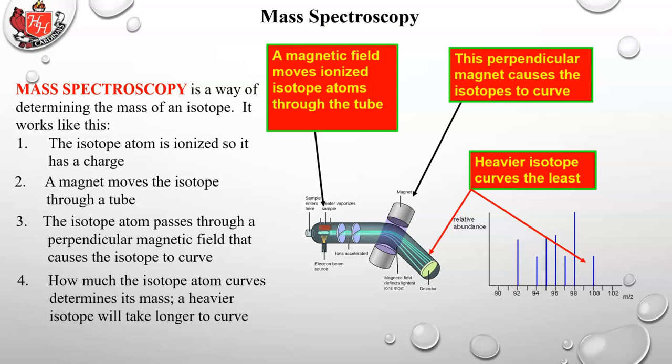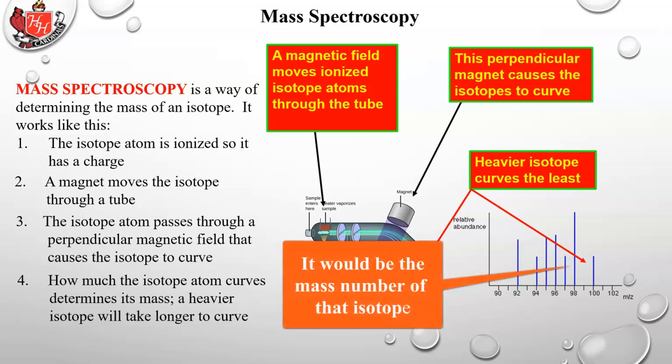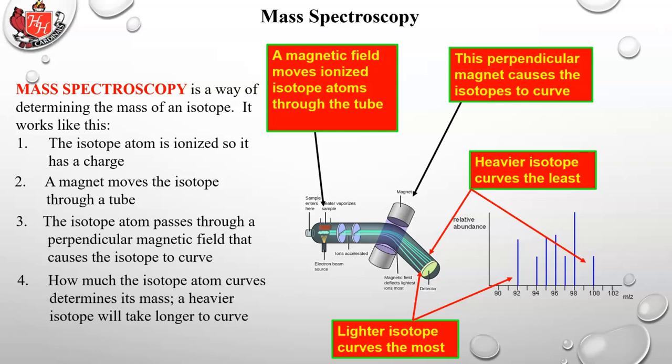And you can see the line on the graph over there at 100. That would be the atomic mass of that isotope. A lighter isotope would turn faster and hit the bottom of the detector, and there you see the line at 92. That would represent the lighter isotope.